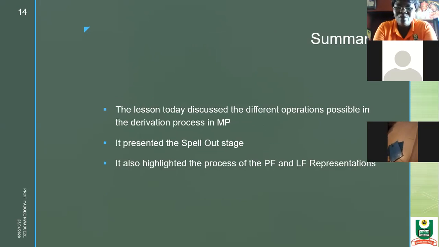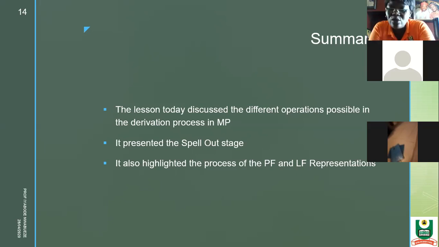So what have we talked about? Looking at the lesson that we have discussed, we are talking about operation select, we are talking about operation agree, we talk about operation copy, we talk about operation merge, we talk about operation move, we talk about operation delete. So now all these operations, when they are applied at different stages, I was able to show you last week how they went from one process to another.